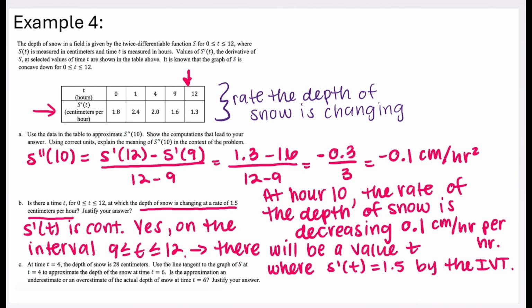So S prime of t is continuous. That is important that you know it's continuous because it is differentiable. It doesn't specifically say it's continuous in the problem. It says it's differentiable in the problem, but that also means it's continuous. So yes, on the interval 9 less than or equal to t less than or equal to 12. So that's where it happens on that specific interval. There will be a value t where S prime of t is 1.5 by the intermediate value theorem.